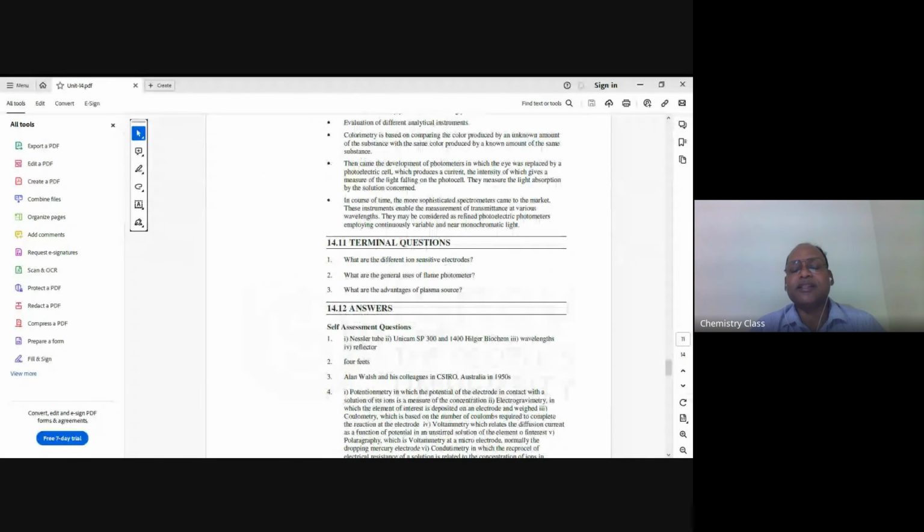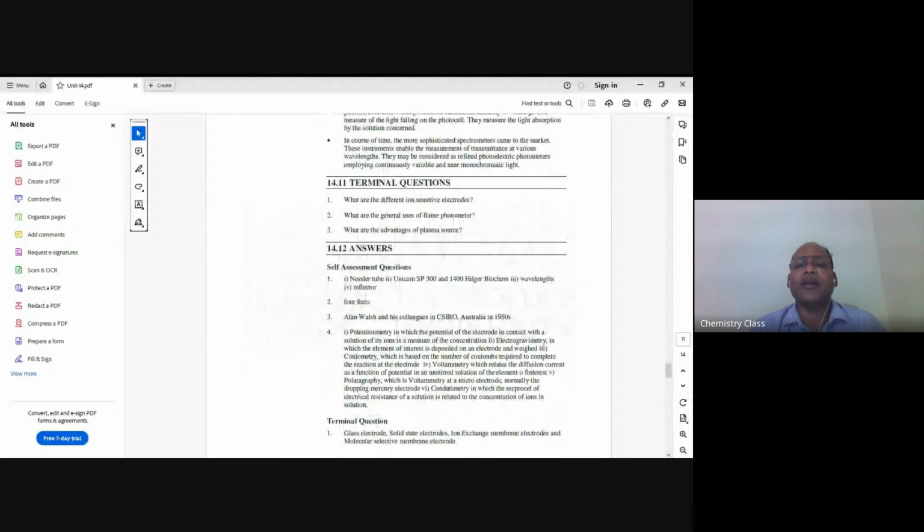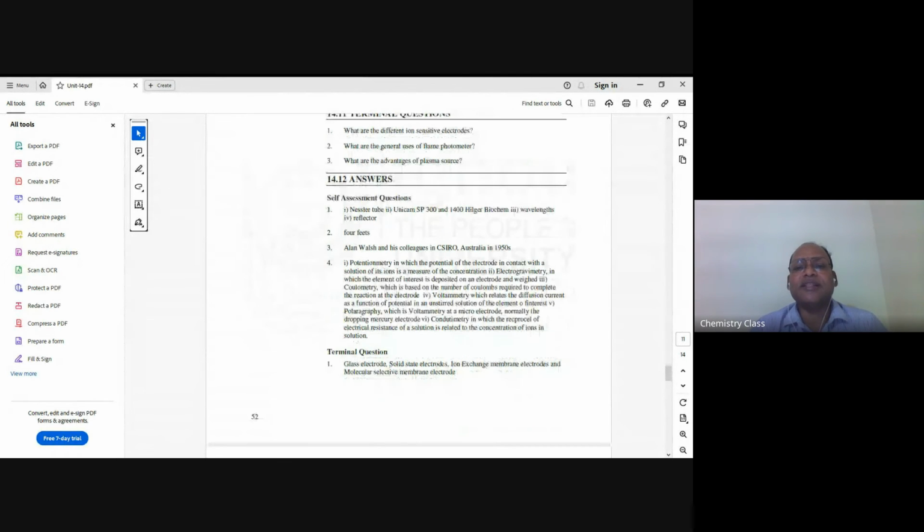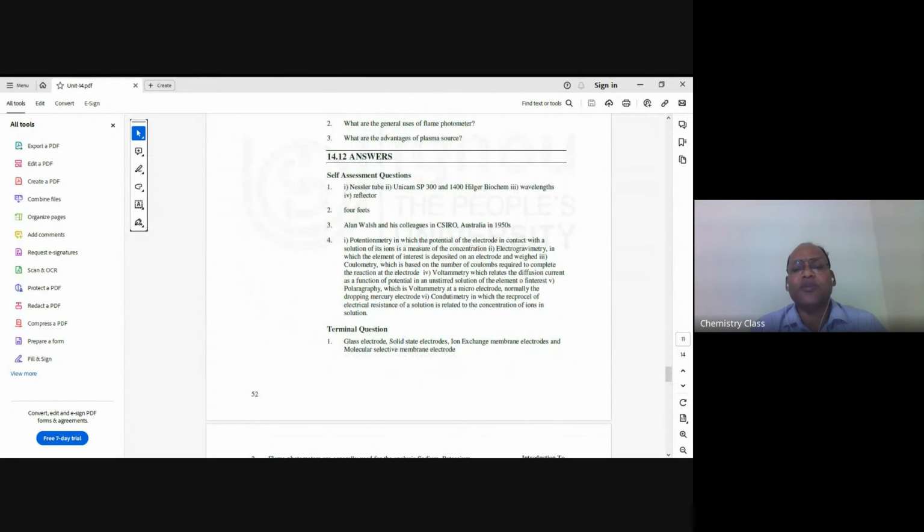Then this is the area, and the terminal questions will come. What are the different ion sensitive electrodes? What are the general uses of a flame photometer? You have to go through that one. What are the advantages of a plasma source? So these are the things. Nessler tube is there. So wavelength, reflector. These are the things that may come in the questions. You have to discuss in that. Okay, next.